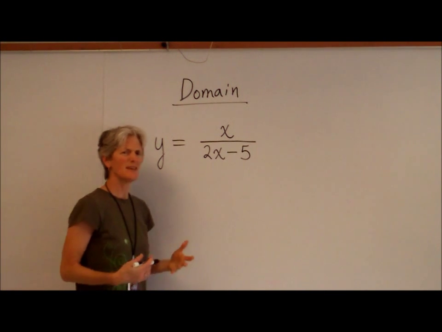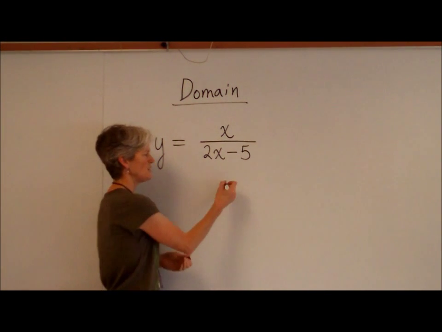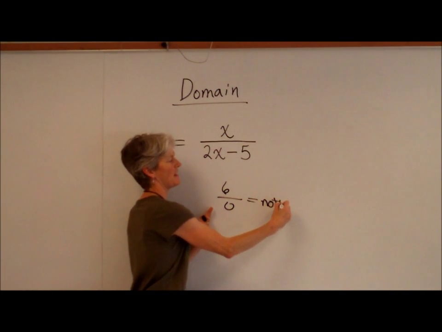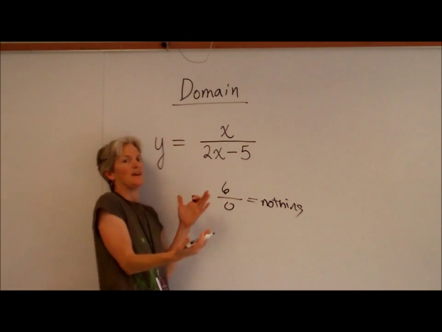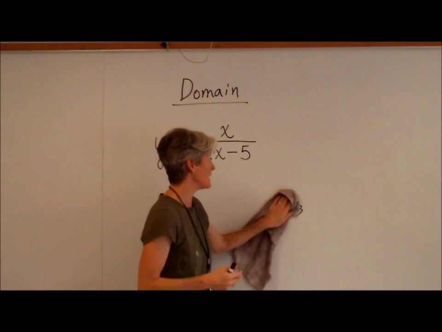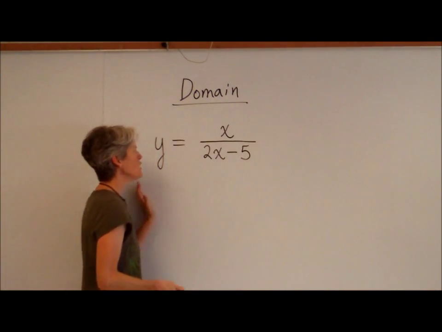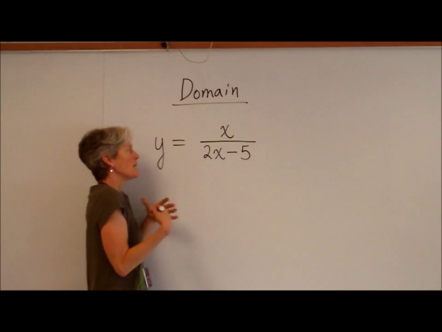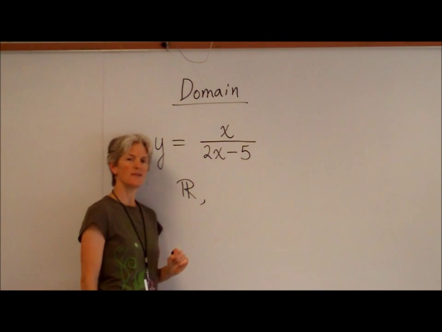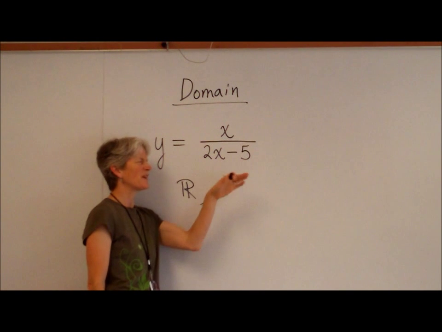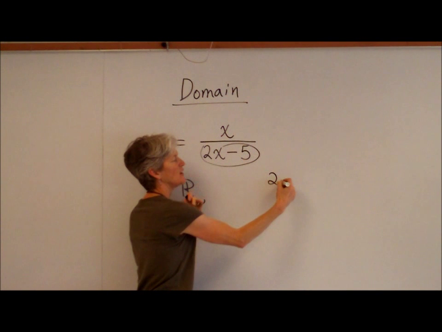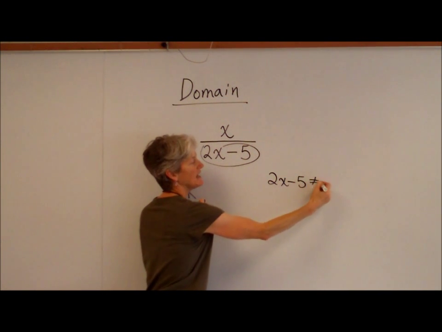If you remember, it never makes sense to divide by 0. You can't divide a number by 0. That equals nothing, because 0 times nothing is 6. It's impossible. So I have to avoid 0 in the denominator, otherwise those math police are going to come and arrest me. So basically, my domain is going to be all real numbers except for the x value that produces a 0 in the denominator. Now, sometimes I can just figure that out in my head, or you can say, all right, well, let's see. I know that 2x minus 5 cannot equal 0.